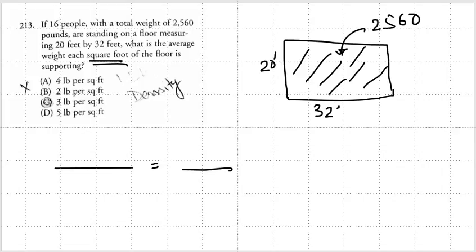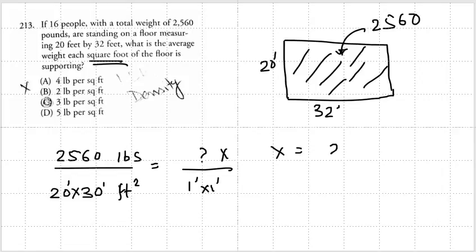So they are saying on a 20 by 30 feet, there are 2560 pounds, and they want only in 1 foot by 1 foot area. They're asking how much. It's the average weight if it were equally distributed. So this is pounds and this is foot square. Well, essentially this is x equals 2560 divided by 20 times 30.